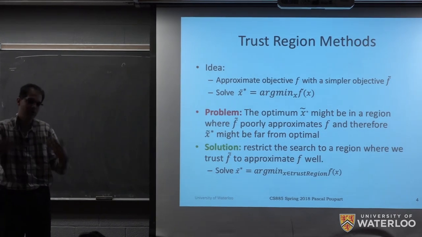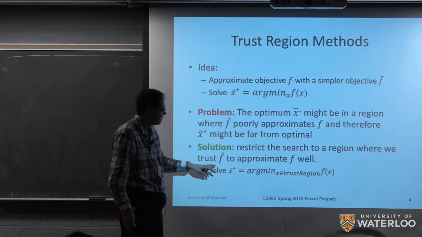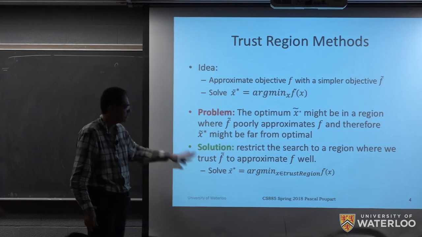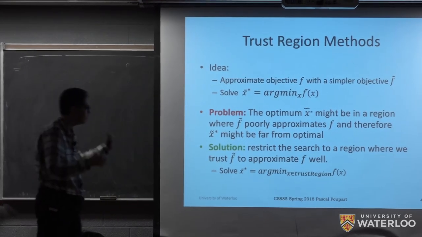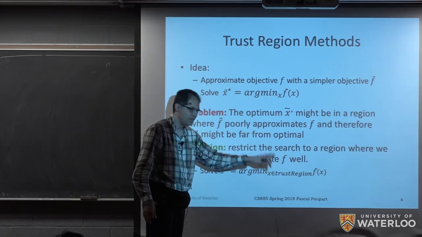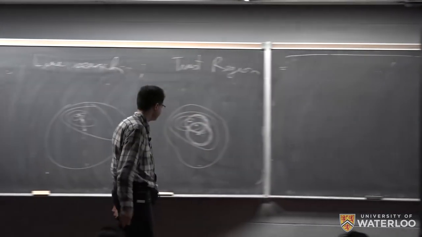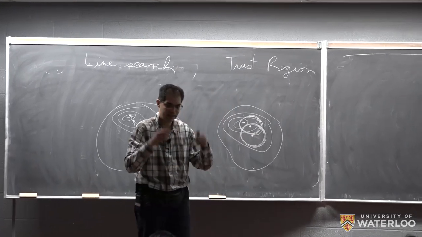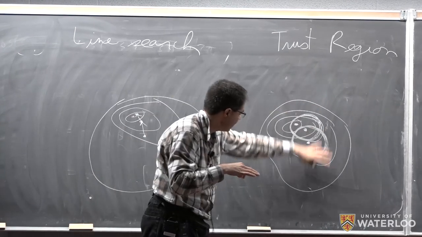And so that approximation might just lead us in the wrong direction. One solution to this is to restrict the search to a region that we trust. What we mean by a region that we trust is a region where we believe that our approximation F tilde is going to approximate F well. So in this picture, I've got my current estimate, and I will use an approximation for my entire surface.